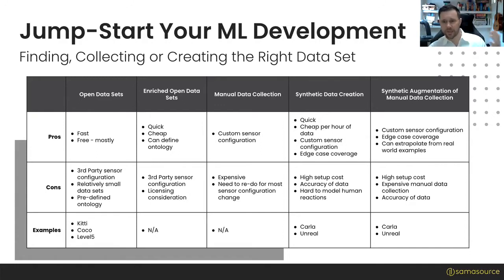Some programs that are much further along in their development can build their system to be more robust to sensor configuration changes, but that's a much more advanced capability. Next, we move to synthetic data creation. It's relatively quick. It's cheap per hour of data to create. You can have your custom sensor configuration, as well as use this for edge case coverage.